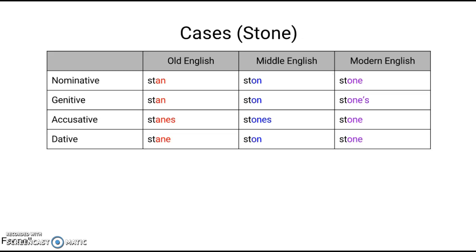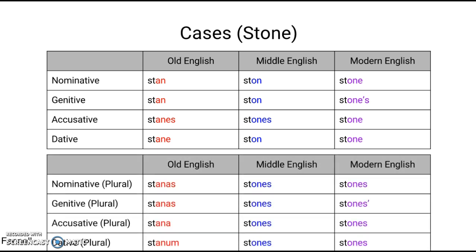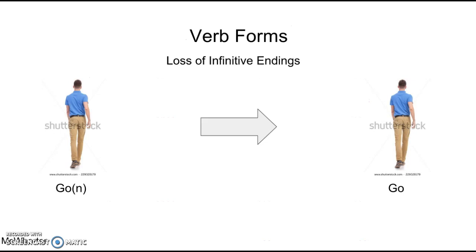Case endings were also mostly lost in the transition between Old and Middle English. This trend has continued into modern English, where the genitive apostrophe s is the only surviving case marker. This table shows case endings in Old and Middle English, as well as modern English, and as you can see, the endings fade between the two forms of the language. It is believed that this occurred as less emphasis was put on the case endings, and the vowels eventually became simple sounds.